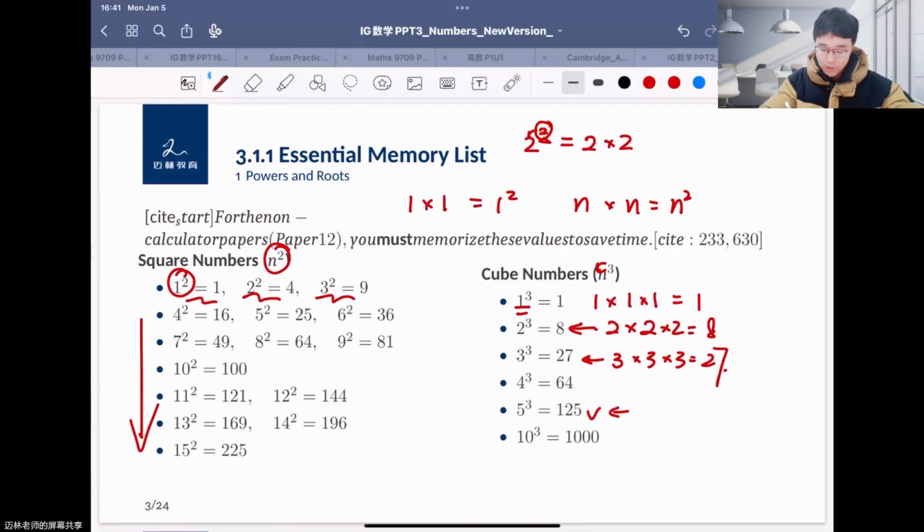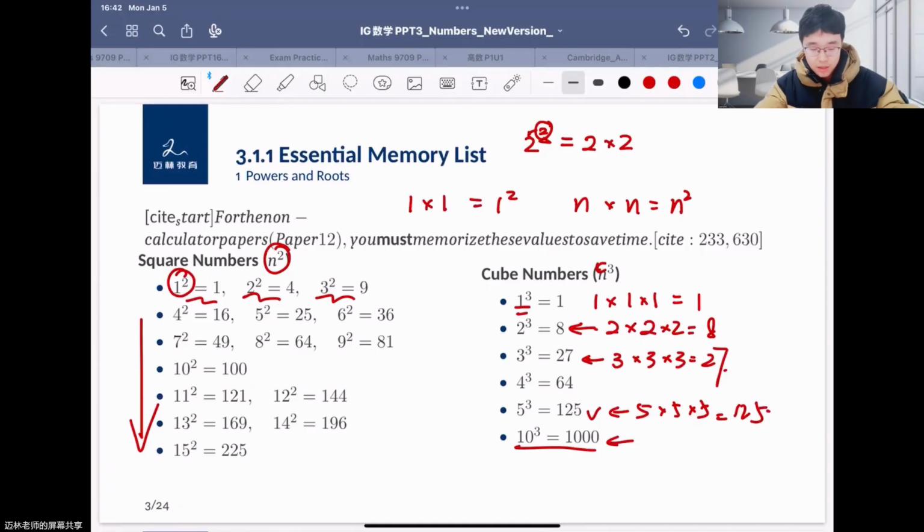And 5 cubed equals 5 times 5 times 5. There are three 5s multiplied together, making a product with each other. This is how we calculate the answer, which is 125. And for 10 cubed, the answer is 1,000. So that is for the powers and roots.